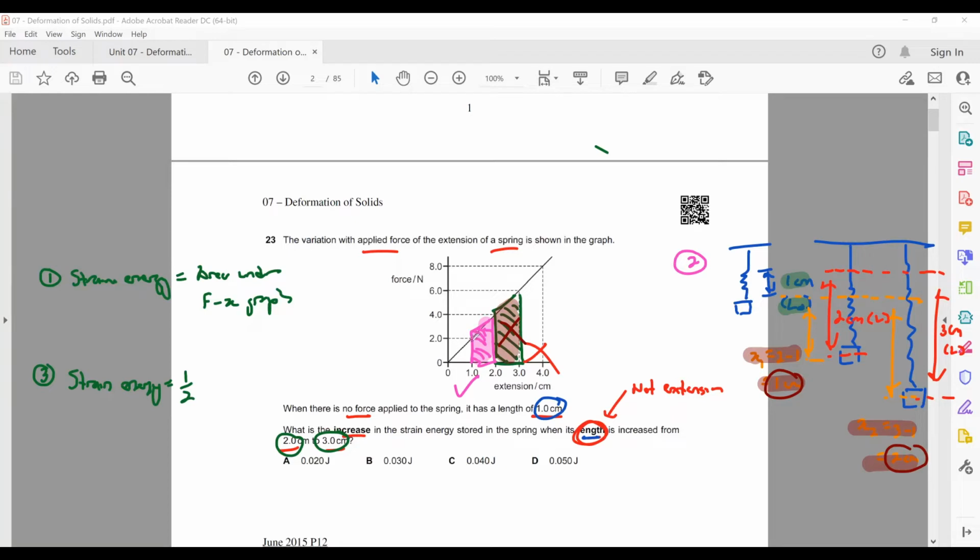So it will be 2 plus 4 times a difference of 1 centimeter. Remember to change it to meter. So multiply by 10 power minus 2. 6 divided by 2 times 10 power minus 2. You're going to get 0.030 joules. So answer is B. Okay.